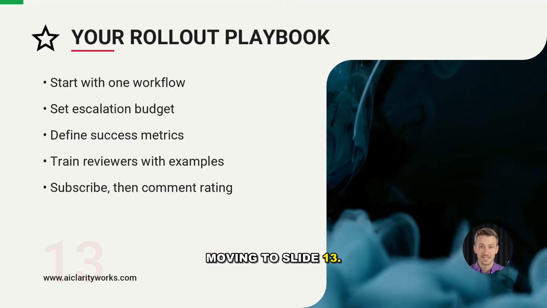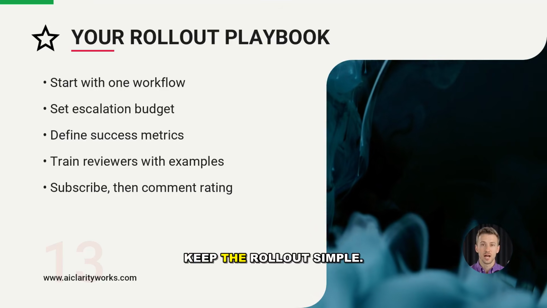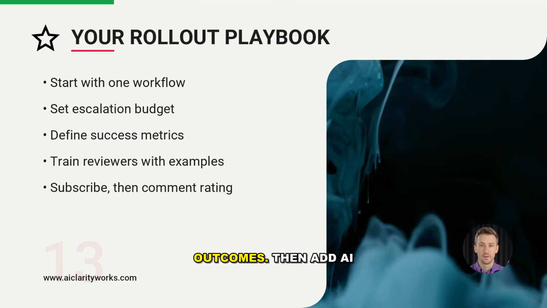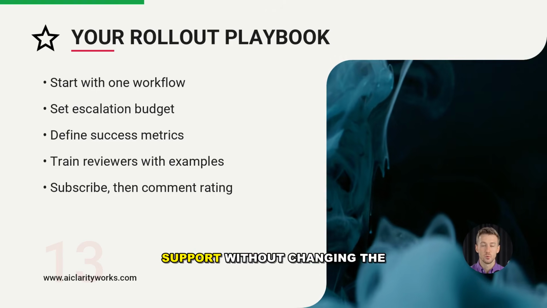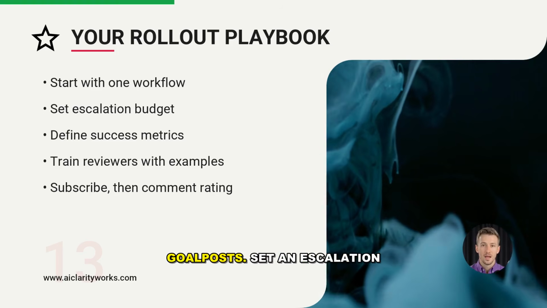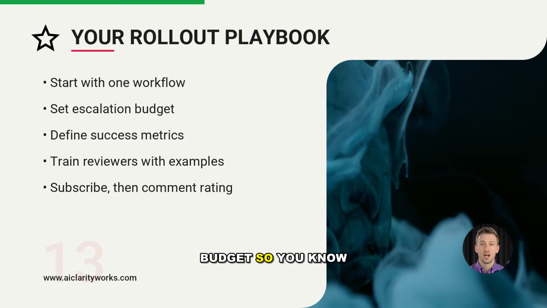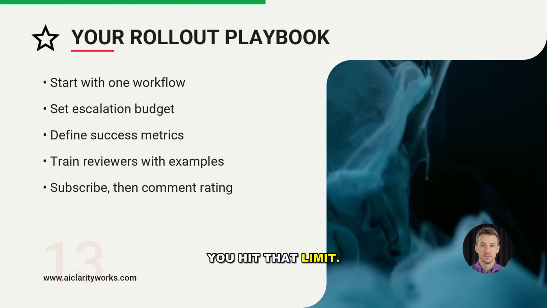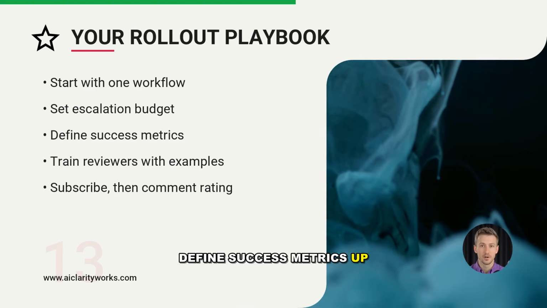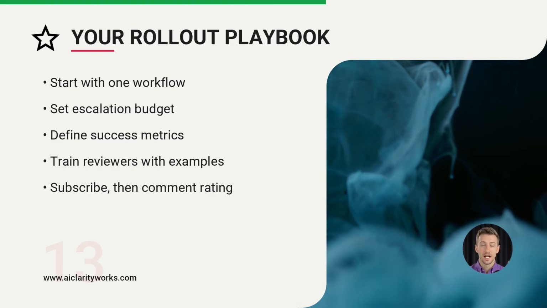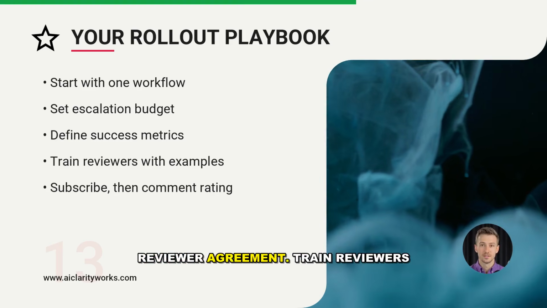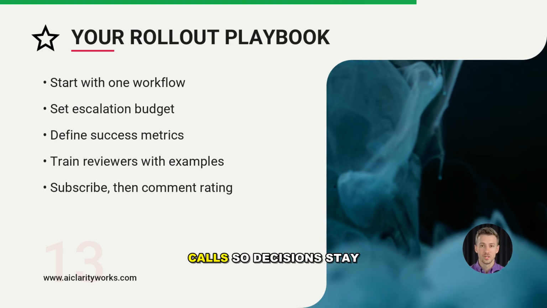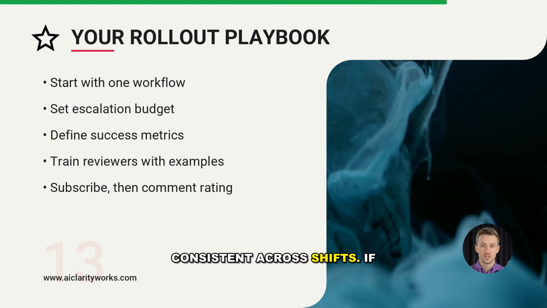Moving to slide 13. Keep the rollout simple. Start with one workflow where humans already review outcomes. Then add AI support without changing the goalposts. Set an escalation budget so you know how many handoffs you can afford per day and what happens when you hit that limit. Define success metrics up front, including error severity, time to resolution, and reviewer agreement. Train reviewers with concrete examples of good calls and bad calls so decisions stay consistent across shifts.